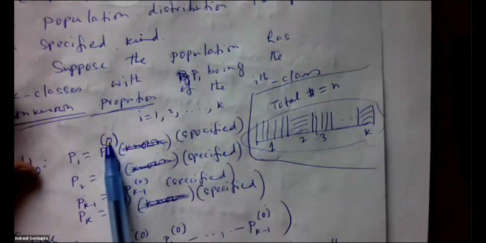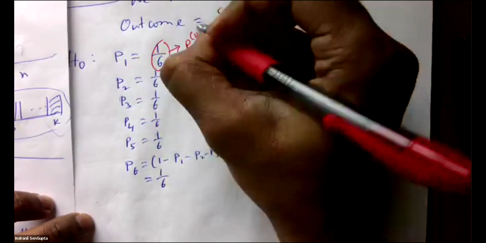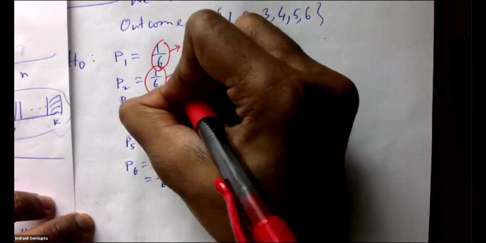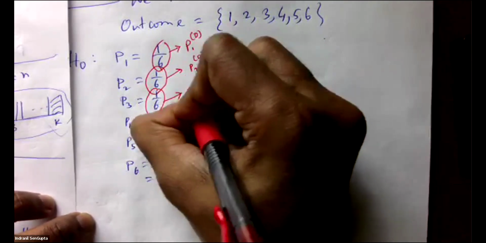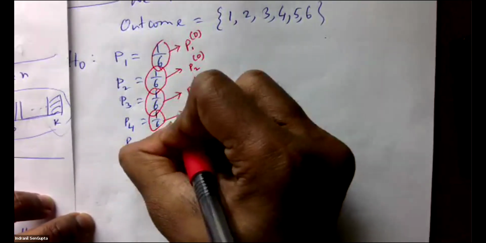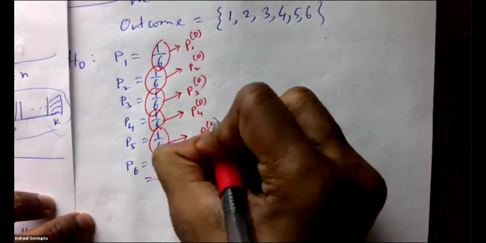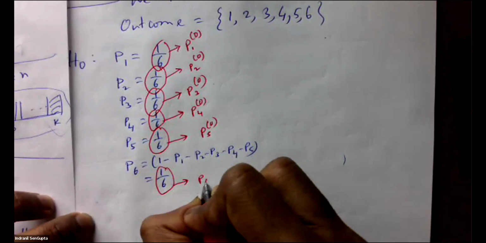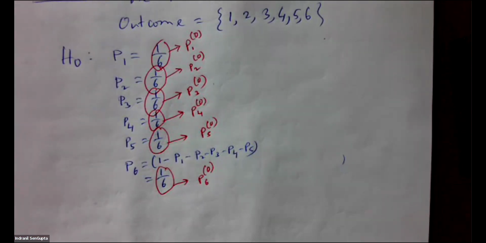So as I mentioned, this will be my P10 is 1/6. This is really P10 in notation, this is P20, this is P30, P40, P50, and this is, of course, P60. Once again, if the first five are given, then you can compute the sixth.